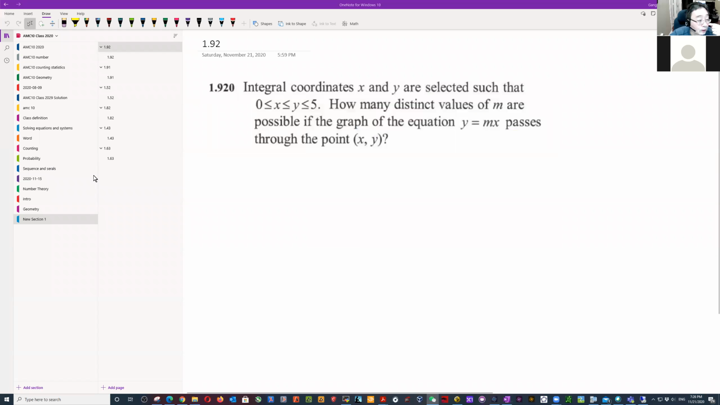Let's go through the problems. And the first problem is that the integral coordinates x and y are selected such that 0 < x < y < 5. How many distinct values of m are possible if the graph of the equation y = mx passes through the point (x, y)?